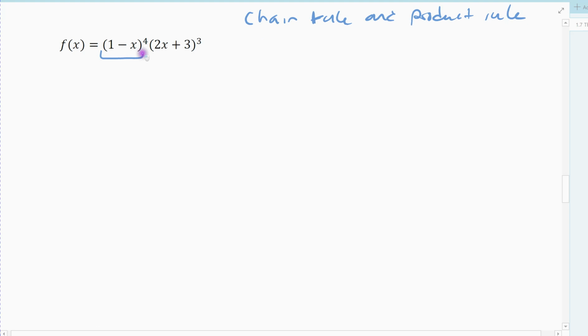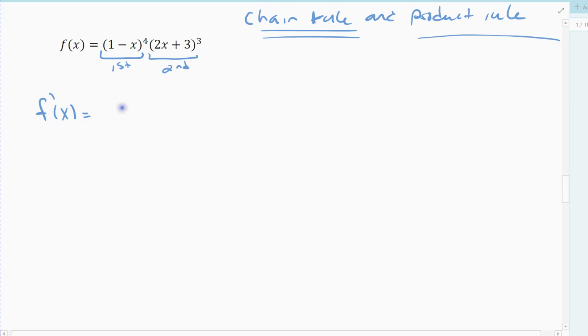So this would be my first function. This would be my second. When I take the derivative of the first, it requires the chain rule, and when I take the derivative of the second, it requires the chain rule. All right, so the derivative. Use the product rule and then the chain rule while I'm doing the product rule. All right, so the product rule is, then the chain rule.